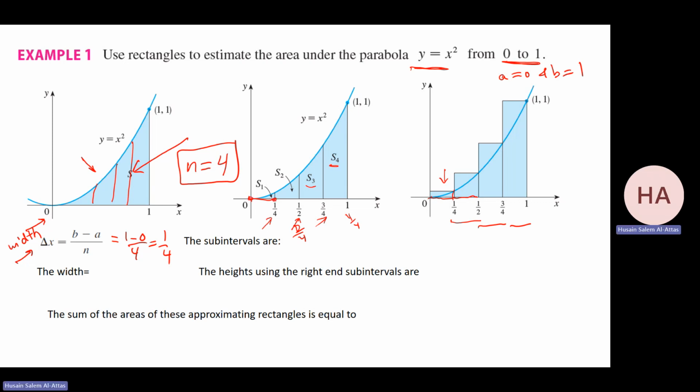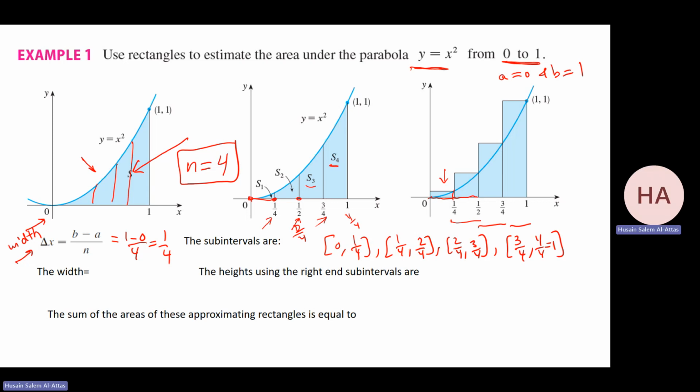Very, very clear. The first interval will be 0 to 1 over 4. Second interval, 1 over 4 to 2 over 4, which is half. Third interval, 2 over 4 to 3 over 4. Fourth interval, it will be 3 over 4 to 4 over 4, which is 1, which is the last one. Okay, so now I have the intervals.